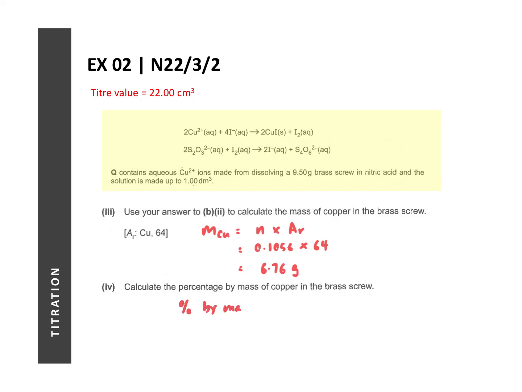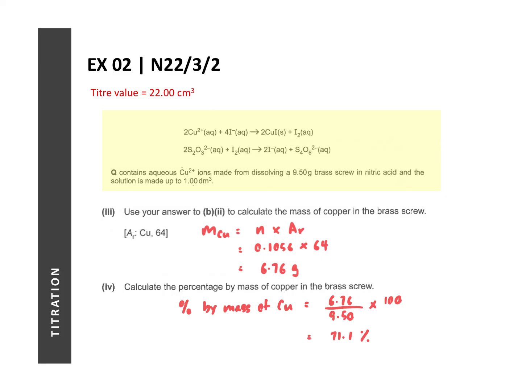And lastly, we're supposed to calculate the percentage by mass of copper. For that, we need to remember how we calculate percentage by mass. In this case, that will be the mass of copper divided by the mass of the screw, which is given in the question as 9.5, times 100, and we will get 71.1%.